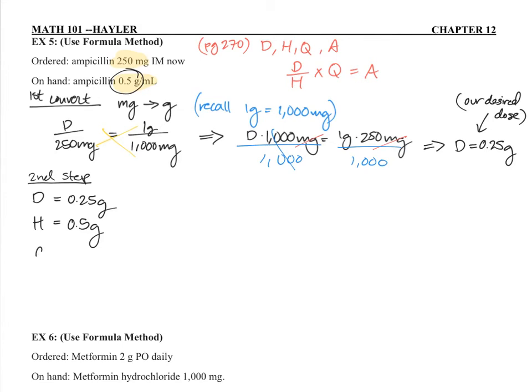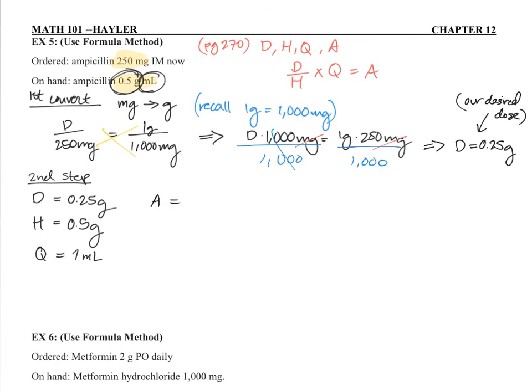And then we need Q. Q is the dosage unit. So the dosage unit is what it's per, so this is 0.5 grams per milliliter. So per milliliter is going to be our dosage unit. So it's going to be 1 milliliter. And there we go, we have our D, H, and Q. So we can plop those into our formula.